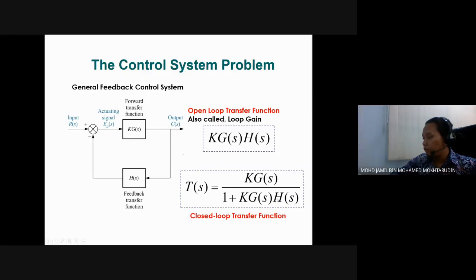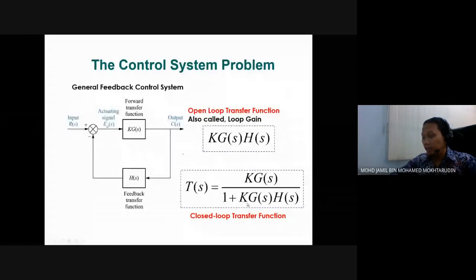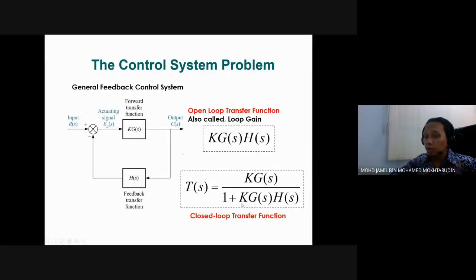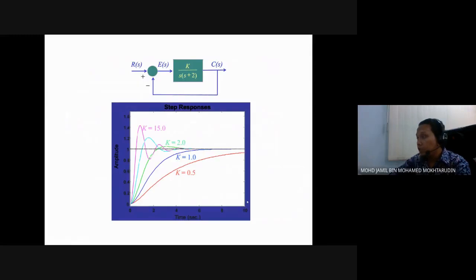Okay, so if you look at the denominator here, the denominator now depends on k. So if you want to find the poles for this transfer function, you need to remember that they will depend on the value of k. So what I'm trying to say is that, let's say you are given a system shown here. This is the forward transfer function, k divided by s times (s plus 2), and the feedback transfer function equals 1.